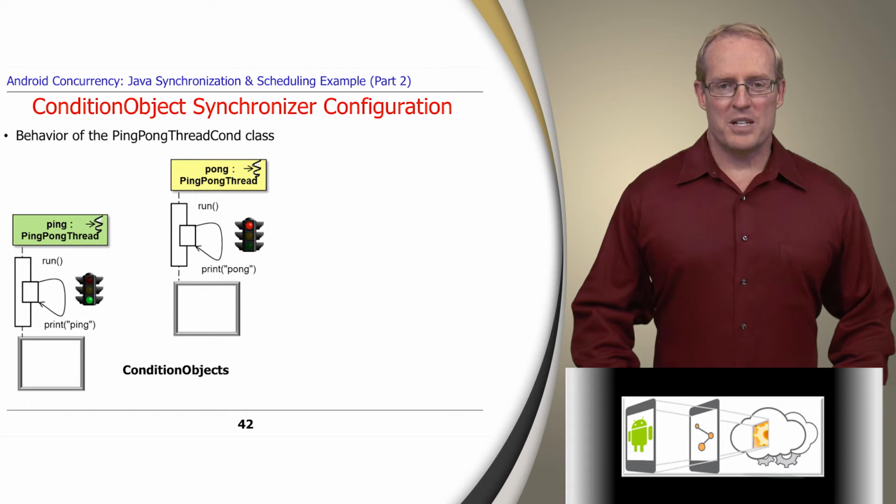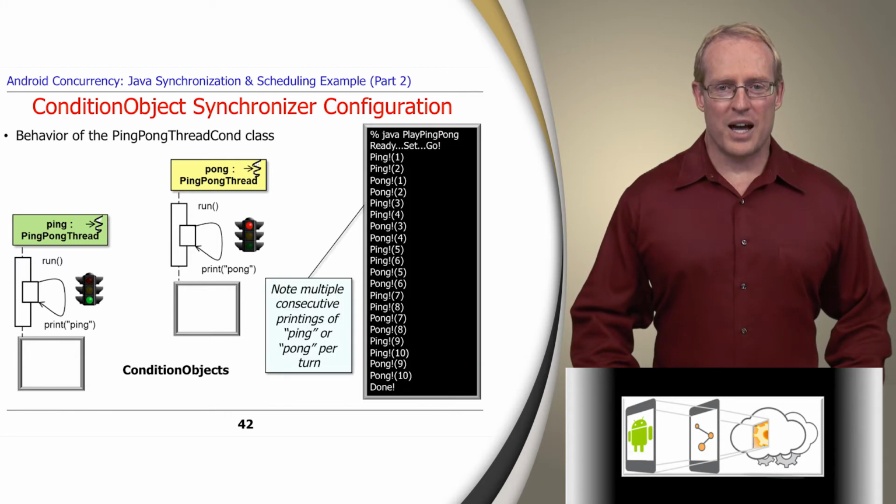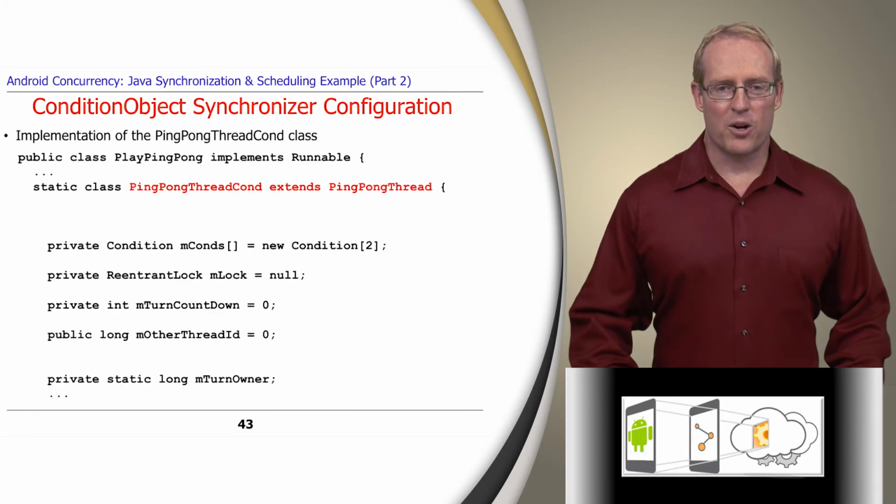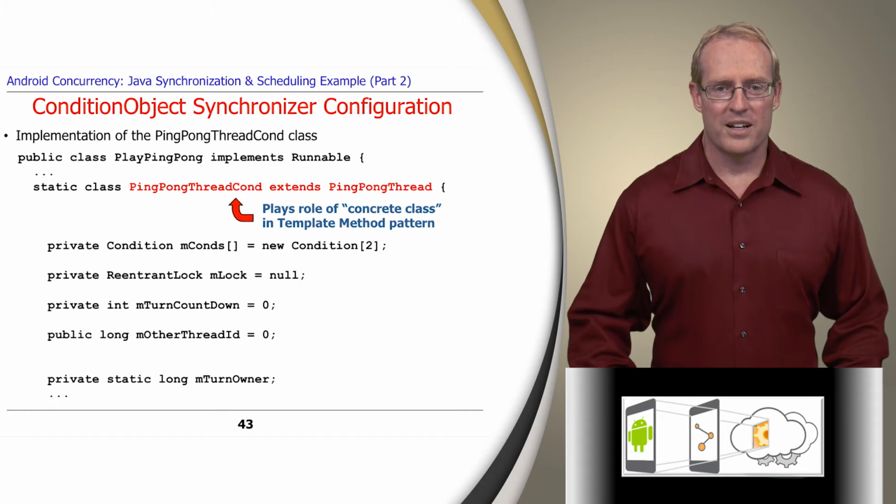The condition object-based configuration of the ping-pong program supports more flexible behavior than the semaphore-based configuration. In particular, it uses condition objects to enable each thread to print multiple ping or pong strings consecutively during its turn. The PingPongThreadCond class extends PingPongThread and also plays the role of the concrete class in the template method pattern, just like the PingPongThreadSema class. However, it defines more data members, since its synchronization mechanism and behavior are different.